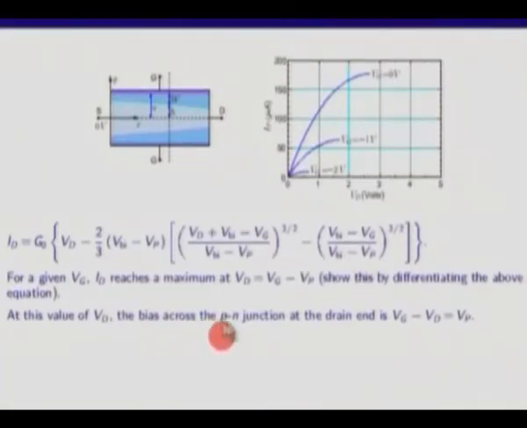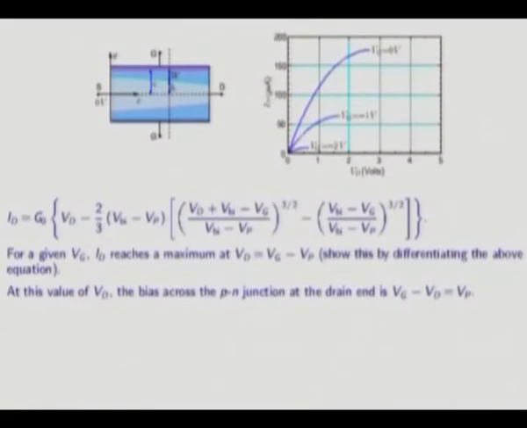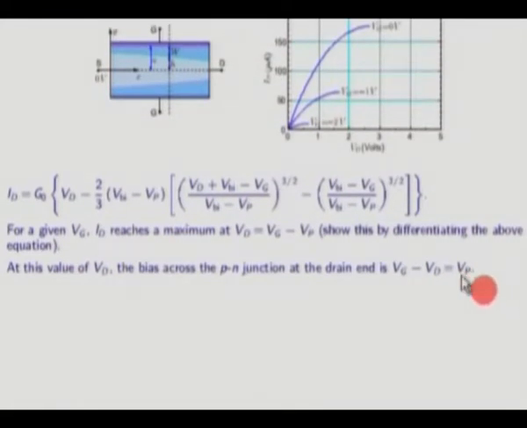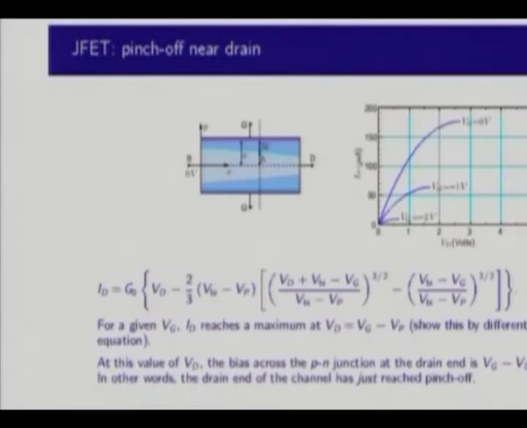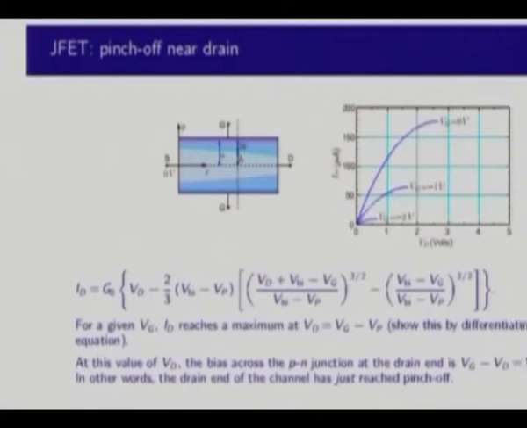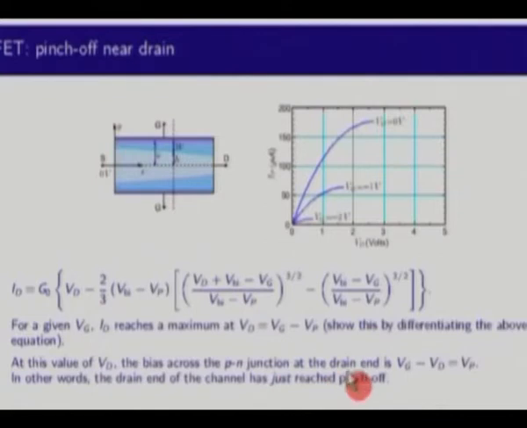At this value of VD, what is the bias across the PN junction at the drain? It is VG minus VD, and that turns out to be VP. And what is VP? VP has a significance: it is a pinch off voltage, right? So the channel is pinched off at that particular point. What it means is, at this value of VD, the bias across the PN junction at the drain end is VG minus VD equal to VP. In other words, the drain end of the channel has just reached pinch off. That is what has happened.